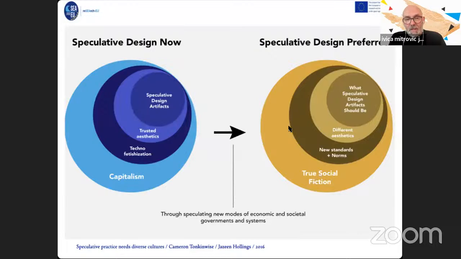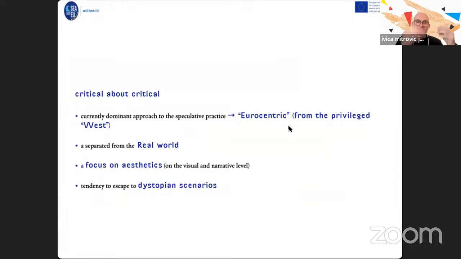However, in these last years, speculative design was confronted with strong criticism. I would summarize this criticism as mostly that it is separated from the real world, that it is coming from a privileged Western perspective, and that it looks for salvation in dystopian scenarios.